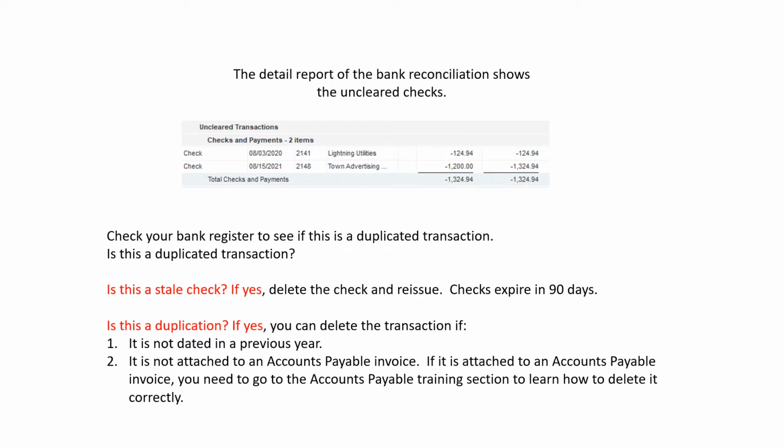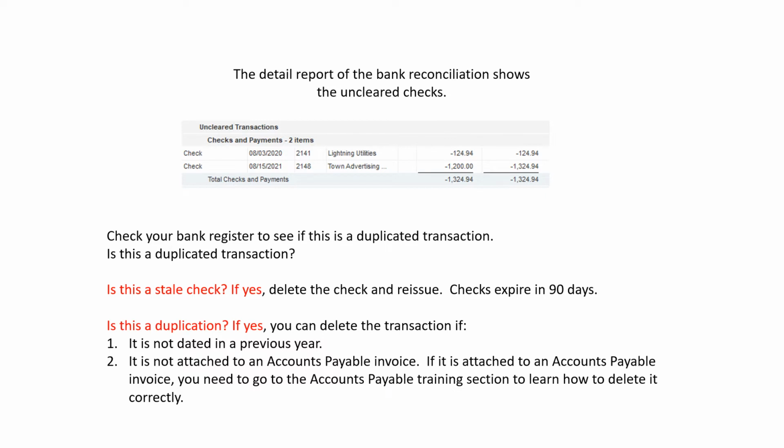This is where you will catch stale checks, which are checks that have not been cashed or been lost in the mail. But more importantly, this is where you'll catch any duplications. One of the disadvantages of linking your bank account in your accounting software is that a lot of times it can create duplications. So this is where you're going to catch those. We're really going to focus on the uncleared checks and payments first to discuss how to correct these, and then we'll discuss the uncleared deposits.